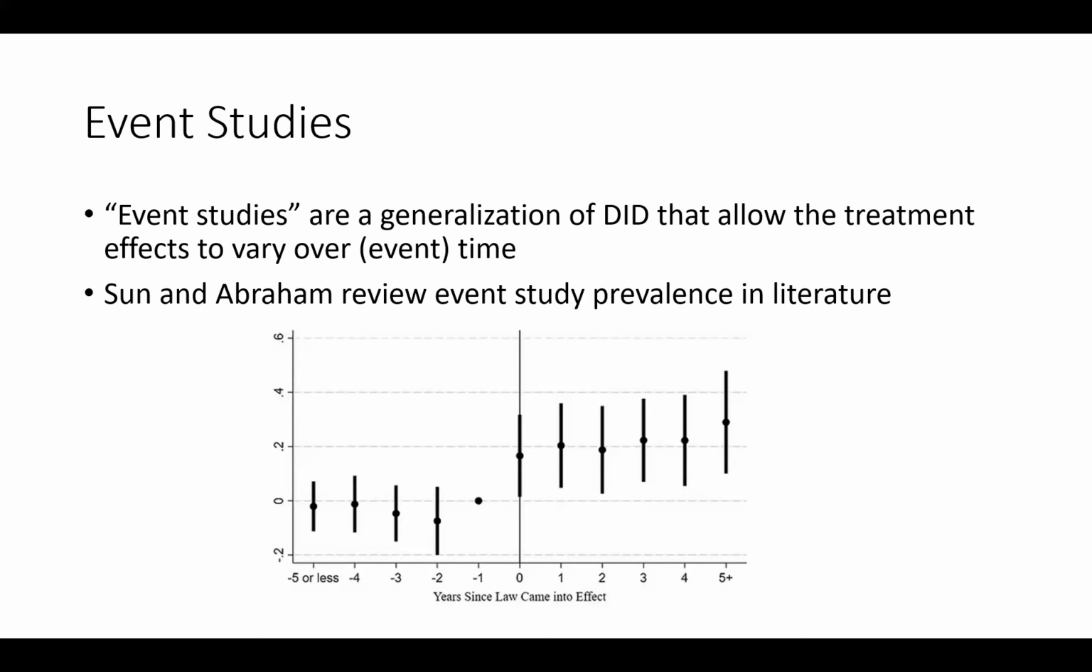And what you want in these kind of studies is the pre-treatment coefficients to be close to 0. That's often taken as evidence of no pre-trend, which is taken as evidence of the parallel trends assumption. But there are issues with that, which I'll talk about.